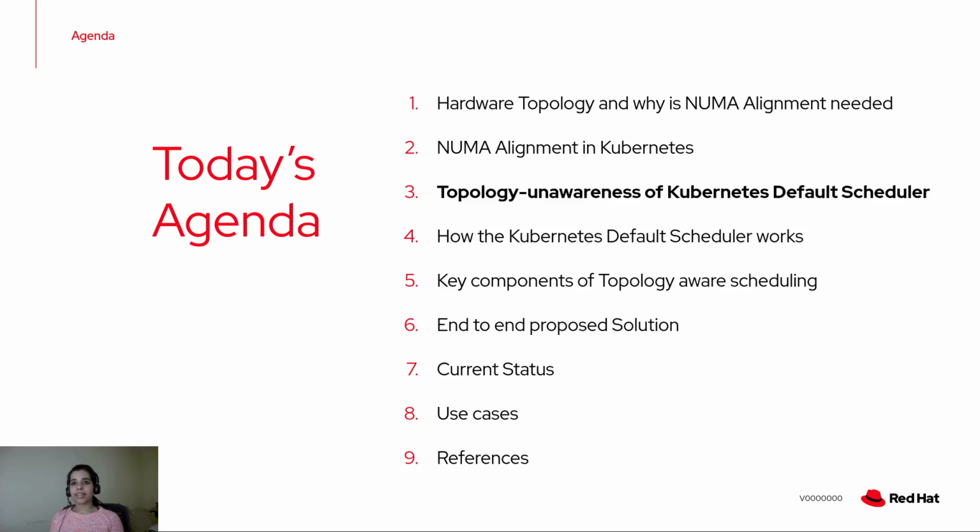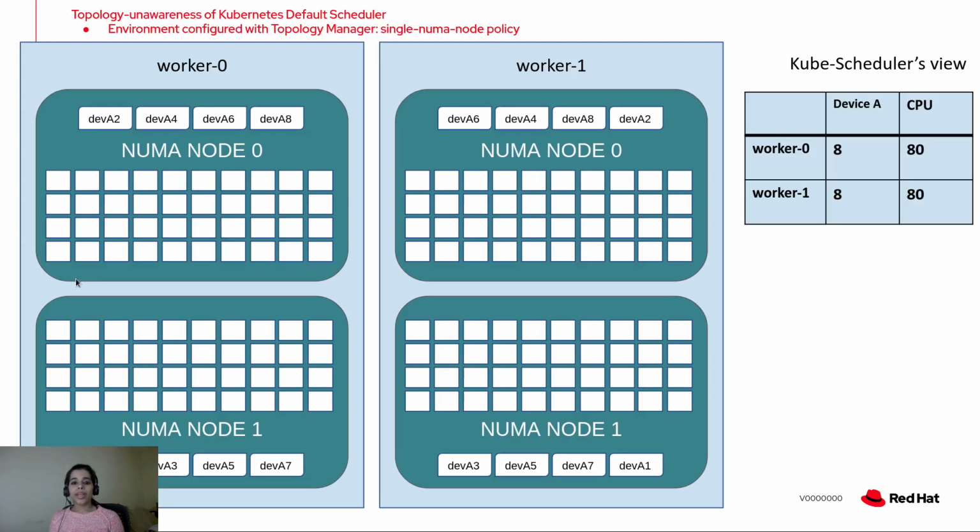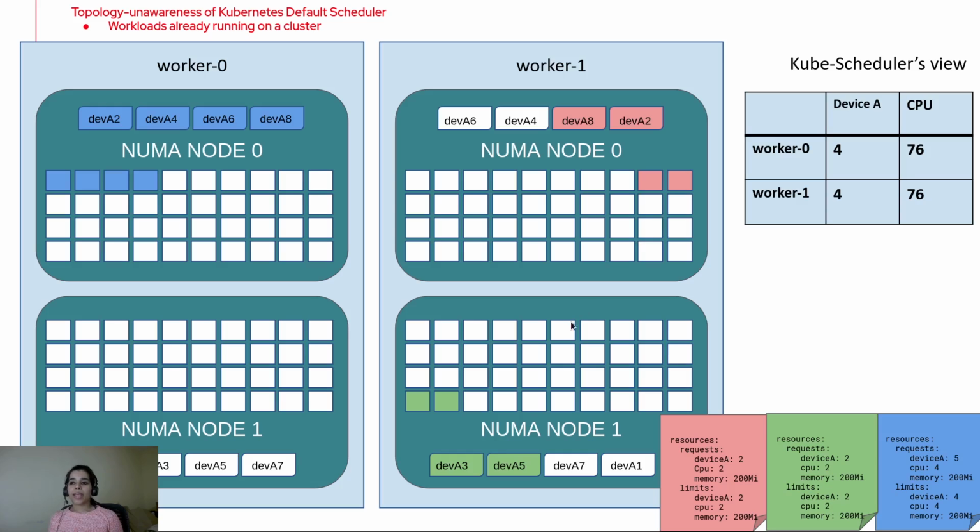Let's try to understand this a bit better. Here I have two nodes with 80 CPUs and 8 devices split equally across NUMA nodes. Both nodes have been configured with single NUMA node policy. If I have a bunch of workloads deployed on this cluster, and they're distributed differently, but the cumulative resource consumption, and hence the allocatable resources on each node, appears to be the same, which is the case here.